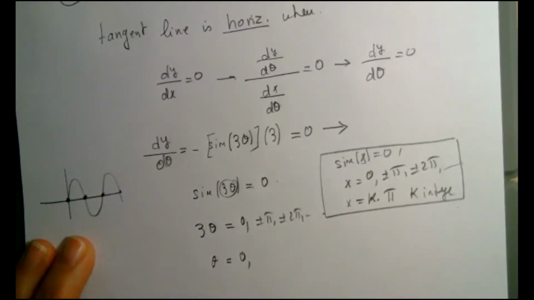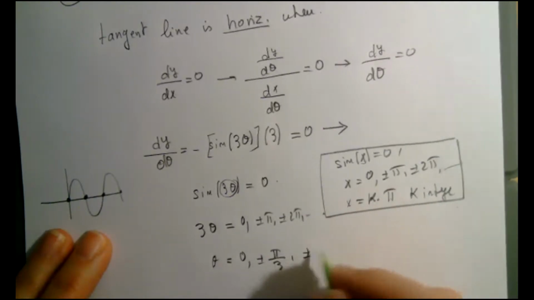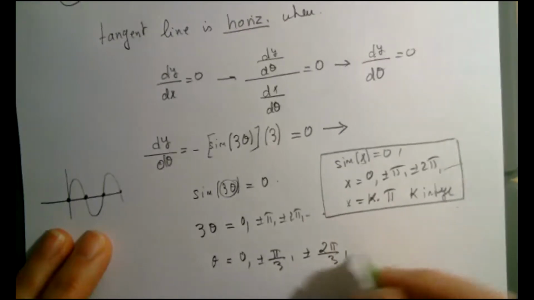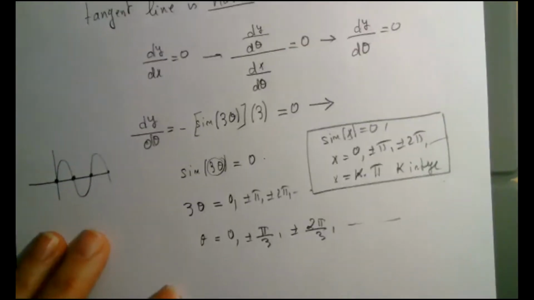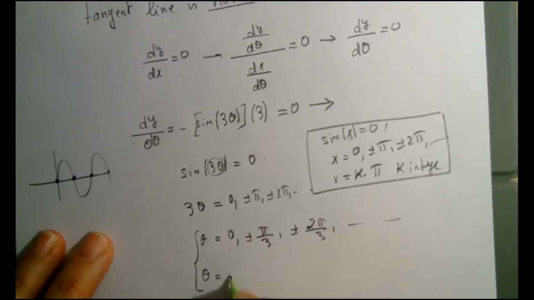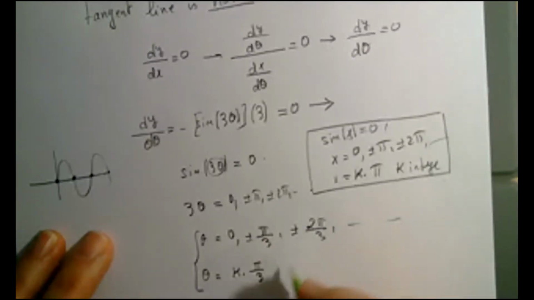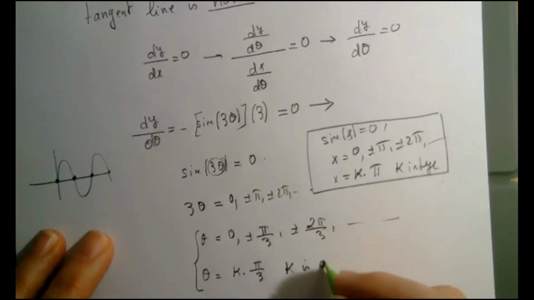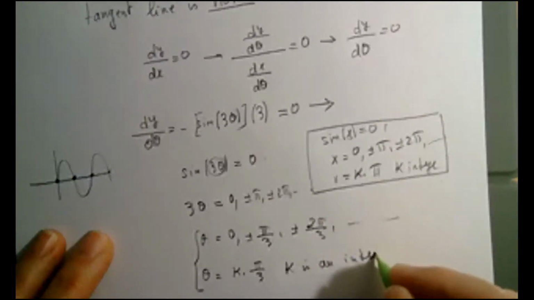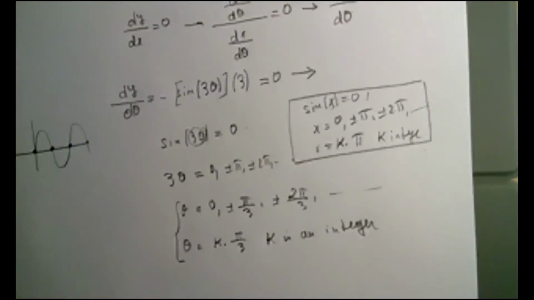0, plus or minus pi over 3, so I divide by 3 across the board, plus or minus 2 pi over 3, and so on. So we can simplify this to write, it means when theta takes the value k times pi over 3, where k is an integer. That could be positive or could be negative. Okay? Please ask questions as I move on.